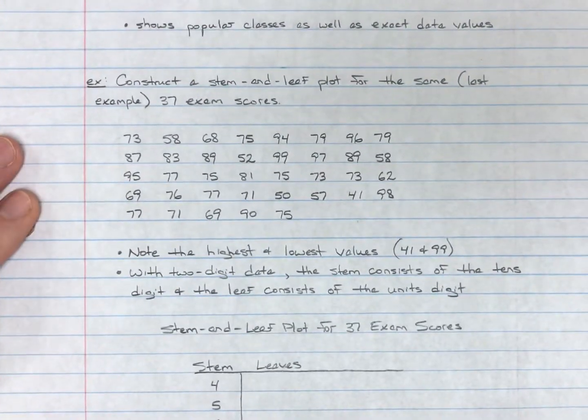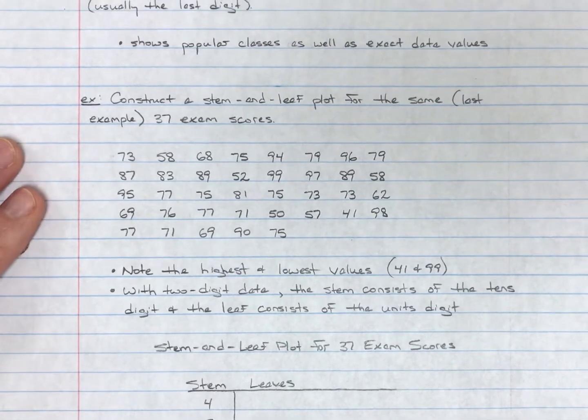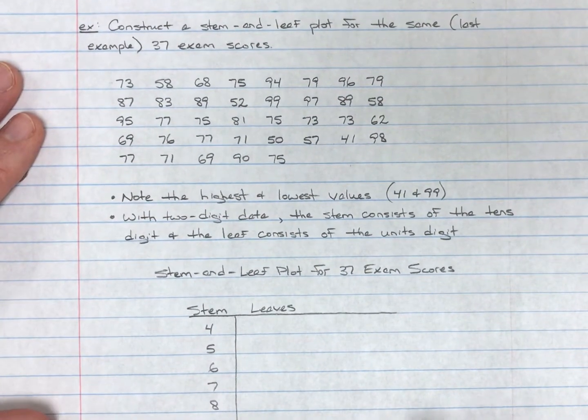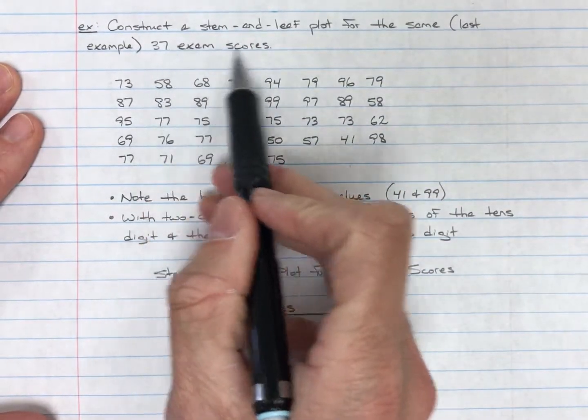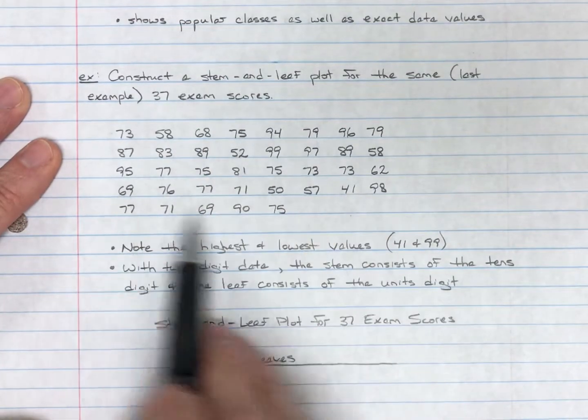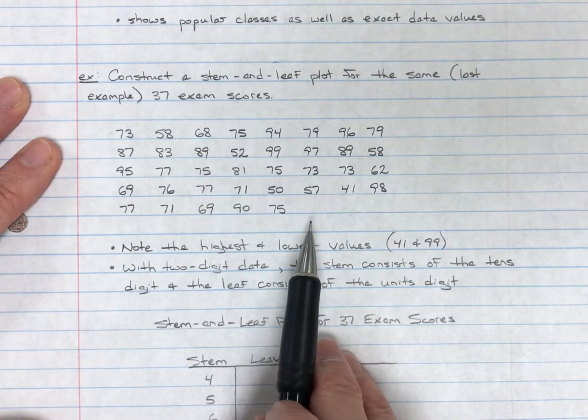Okay, so a stem and leaf plot. We're going to use the same data set that we used in the previous example. These are our 37 exam scores. I've just copied them again here.